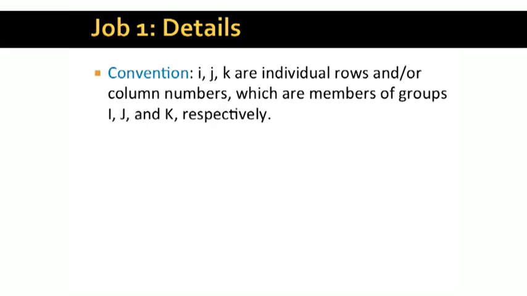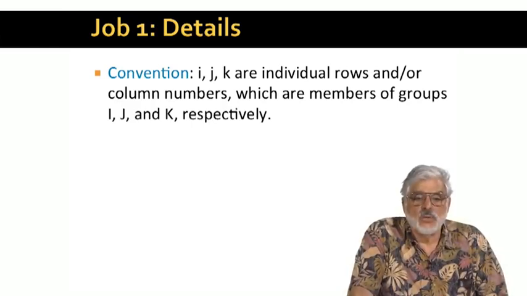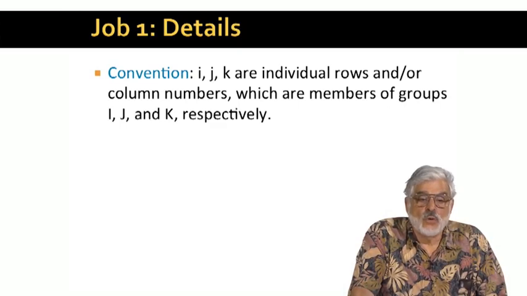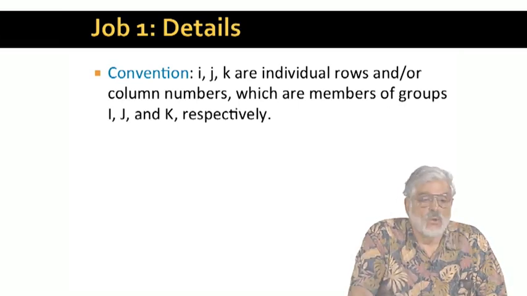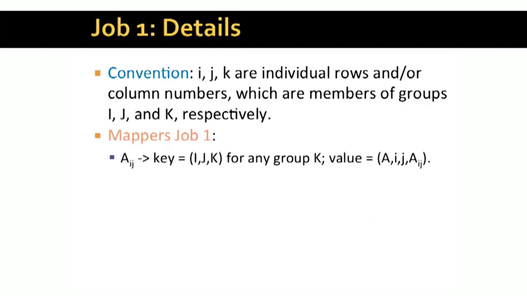Now I want to lay out what the mappers and reducers actually do in the first job. Before I do, I want to use a convention. Lowercase i, j, and k will represent individual row and column indices. Little i is a row of the first matrix A. Little j is both a column of A and a row of the second matrix B. And little k is a column of B. Then I want to use the corresponding capital letters to represent the groups into which these rows or columns fall. That is, group of rows capital I is always the group of A's rows to which the row little i belongs, and so on. The mappers will handle elements of both matrices A and B.